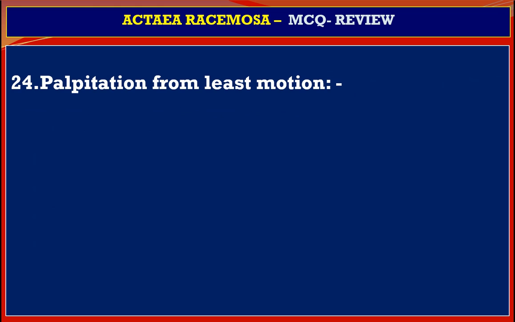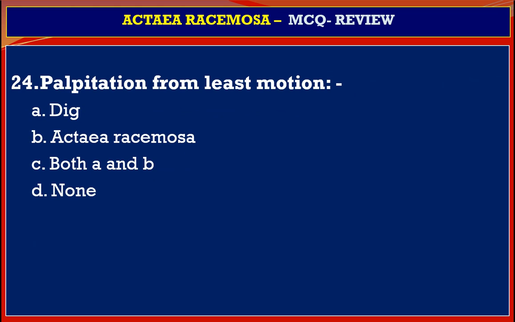The 24th question is palpitation from least motion. We have variables: A is Digitalis, B Actaea racemosa, C both A and B, and D stands for none of above. The answer is C, where we find Digitalis and Actaea racemosa both are there for palpitation from least motion.